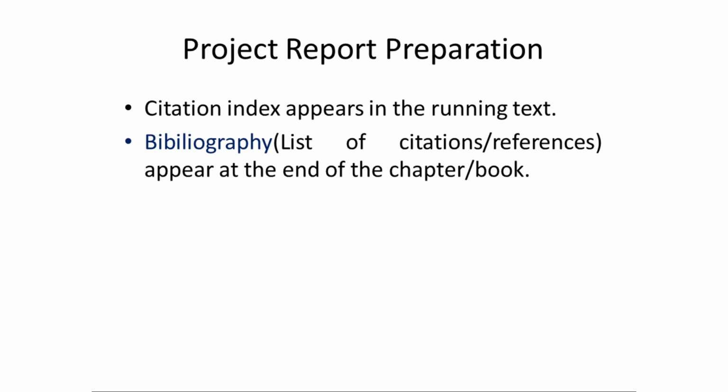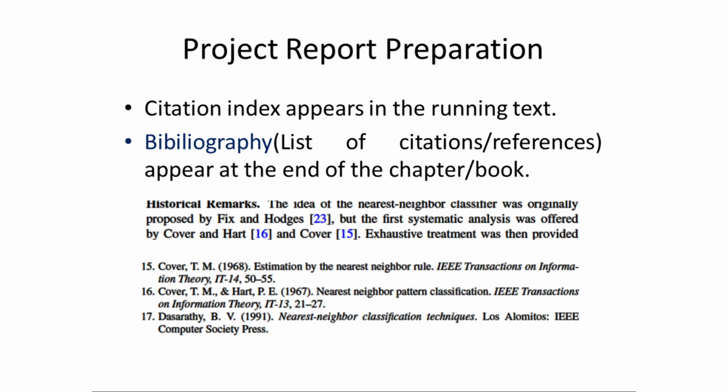And that's normally called a bibliography. The complete list of citations or references which you have referred to in your text. Typically, you will refer to some source by a number, 16, 23, 15. These are all citation indices.